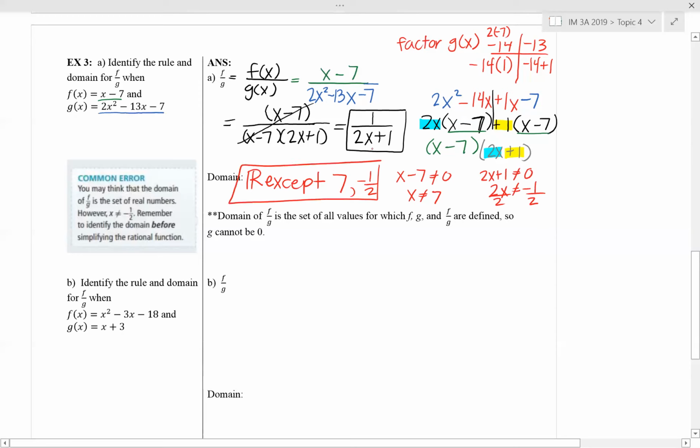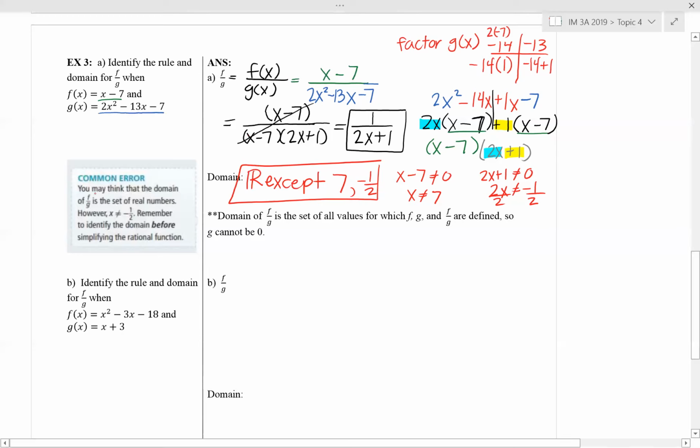So remember that our domain of f over g is the set of all values for which f, g, and f over g are defined. So what happens here is that g can't be equal to 0. The only two times that g will be 0 is if x is 7, because that makes x minus 7 zero, or if x is negative 1/2, because that makes 2x plus 1 zero.